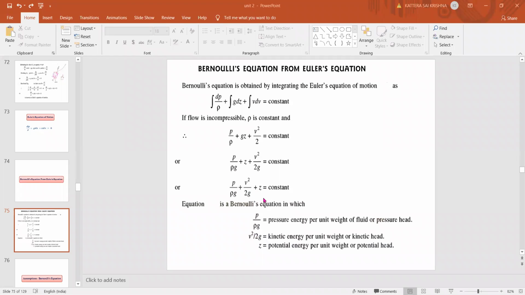So this is your Bernoulli's equation, in which P by rho g is called pressure head, V square by 2g is called kinetic head, and Z is called your potential head. Just please copy this first. I'll wait 2 minutes. Next we'll go for Bernoulli's statement. What the Bernoulli's equation we have derived is actually telling, we need to know. Just copy it.